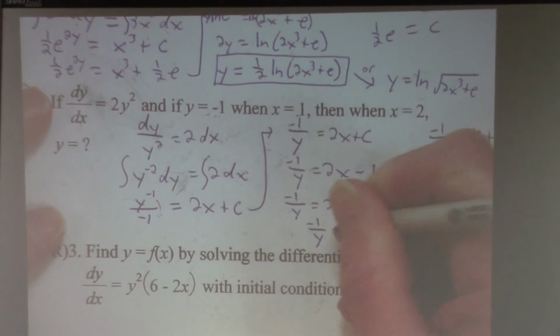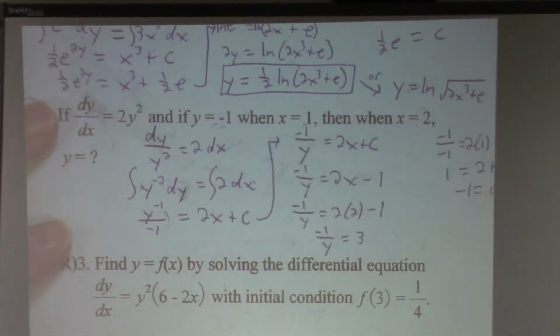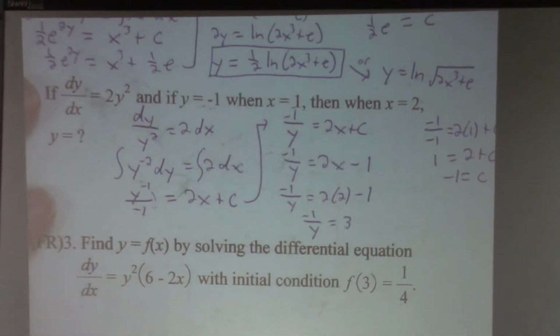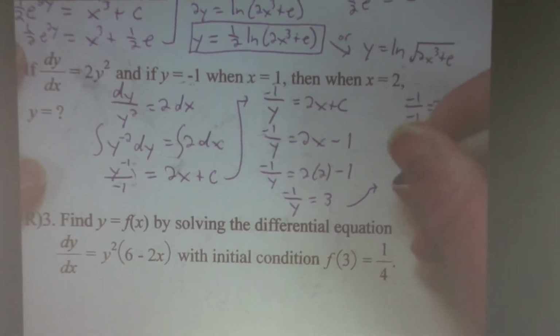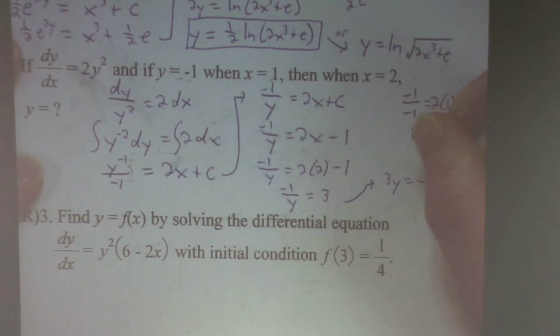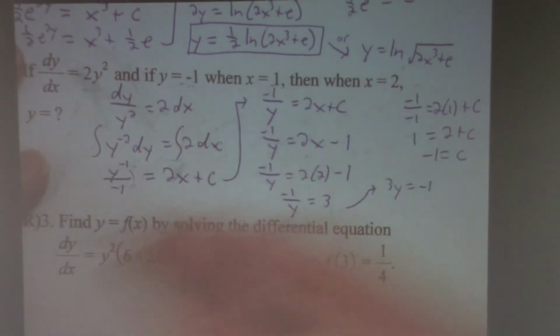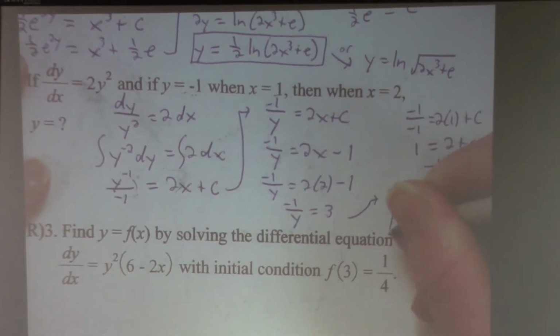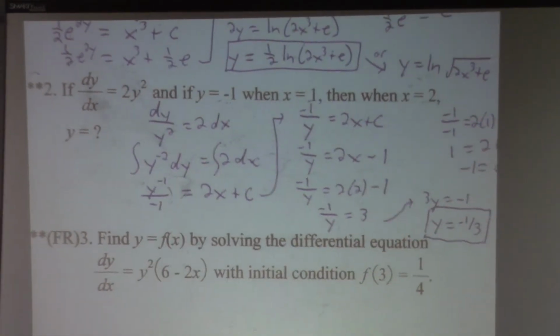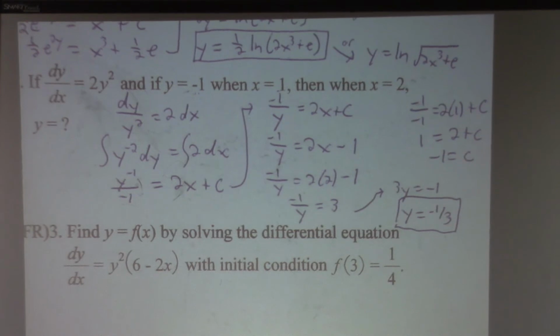So I have negative 1 over y equals 3. Because 2 times 2 is 4, 4 minus 1 is 3. And now we're going to times both sides by y. And that will leave me with 3y equals negative 1. Just a little cross multiplying there. Divide by 3. And y is negative 1/3. And that was straight off of an old multiple choice problem on an AP test.